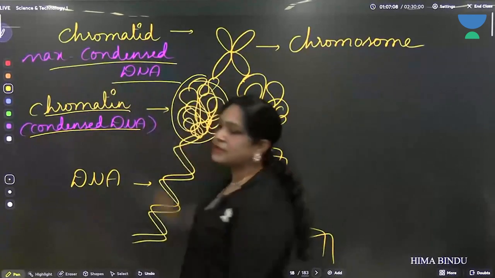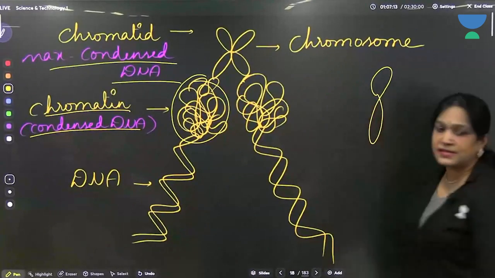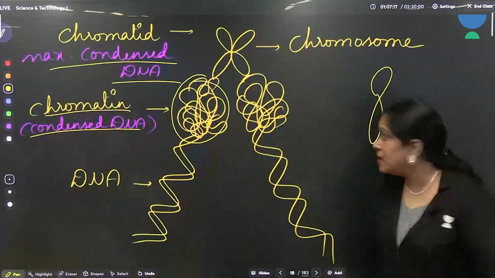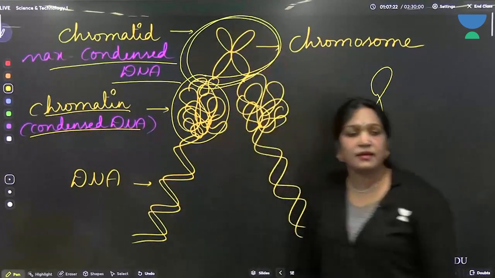Maximum condensed DNA is called a chromatid. A chromatid is like this, 8 shape. So now look at here and tell me how many chromatids you can see here.